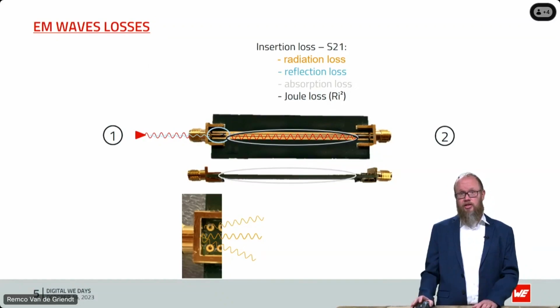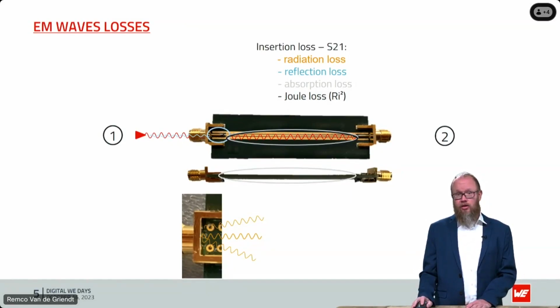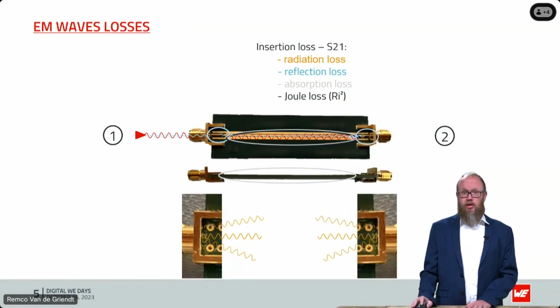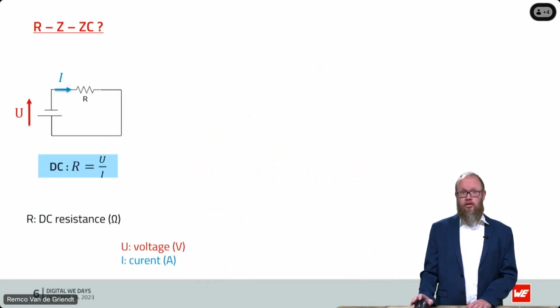This all makes the insertion losses. If we measure the throughput from the S21, going from port 1 to port 2, that's the total losses you see there: the radiation losses, reflection losses, absorption losses, and Joule losses. That's the total, and all these things we must take into consideration. And of course, there you also have reflection losses and radiation losses in the total, and that's what you see. Then the impedance and resistance.